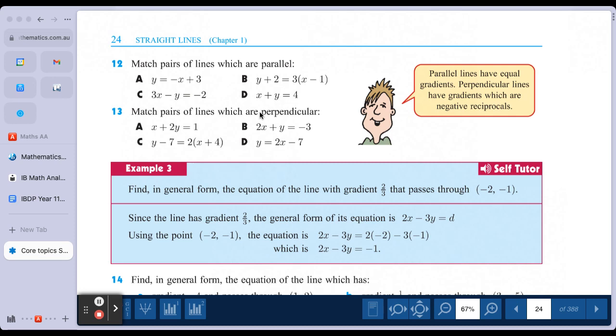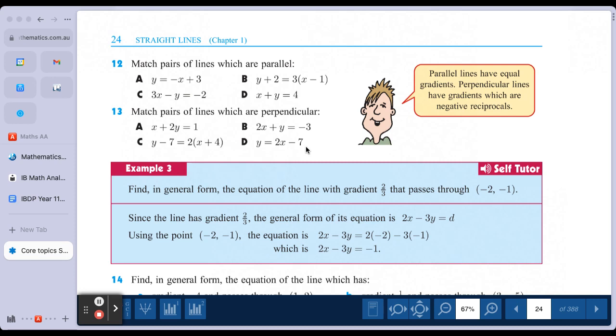Okay, do we have an answer for question 13 yet? I haven't done this ahead of time, so I haven't figured it out. I'll pause the video and give you 30 seconds more. And by giving you 30 seconds more, what I'm really saying is because I need 30 seconds to look at it myself. Okay, so I hope I've got it right here for myself. So match pairs of lines which are perpendicular.